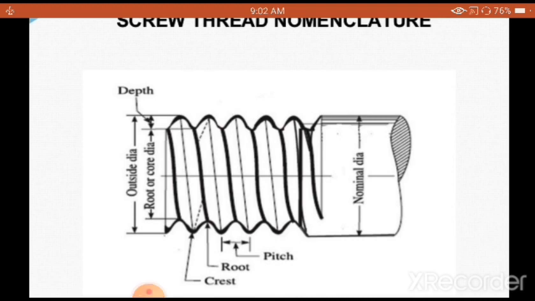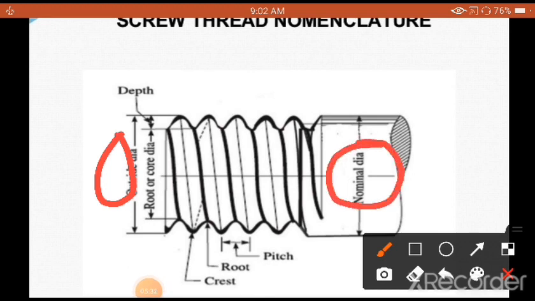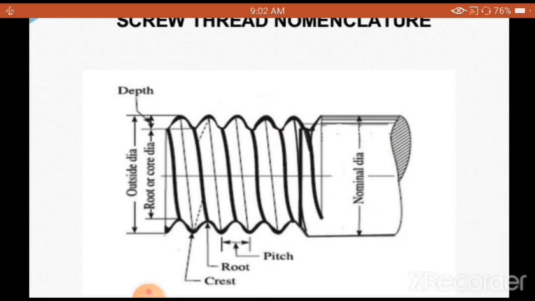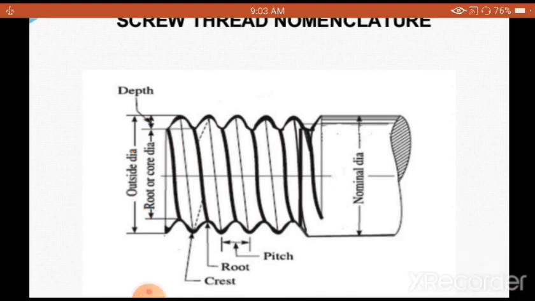So the next concept coming is what? That is also called an outside diameter, which you are going to see on this side. This is called an outside diameter, and nominal diameter has the same meaning, there is no difference. Inside you are going to see the root or core diameter. This root or core diameter is very important, because basically the depth of the thread decides that.